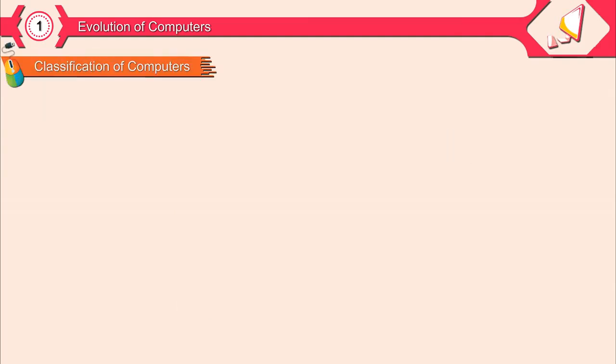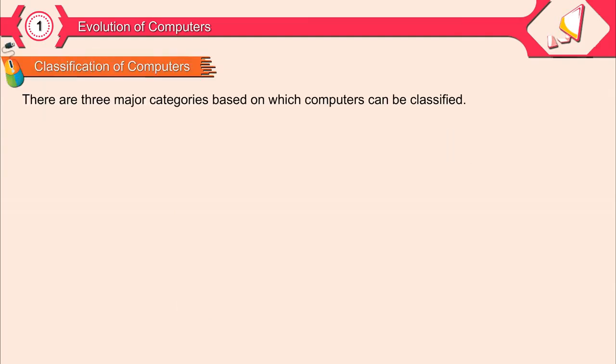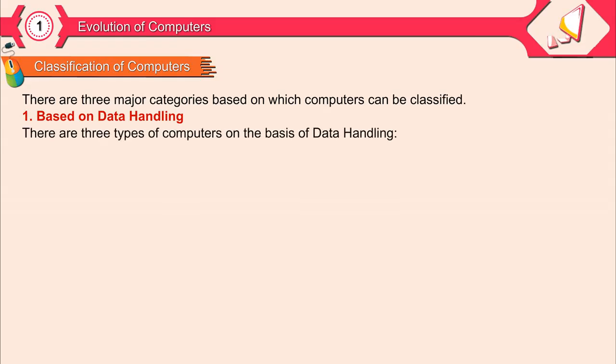Classification of computers. There are three major categories based on which computers can be classified. Based on data handling. There are three types of computers on the basis of data handling.